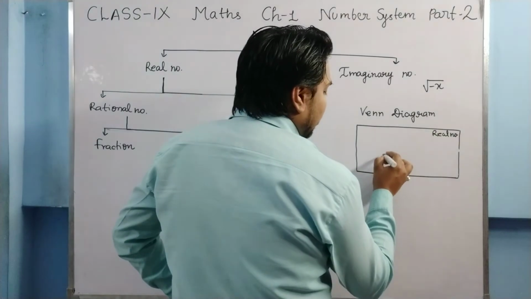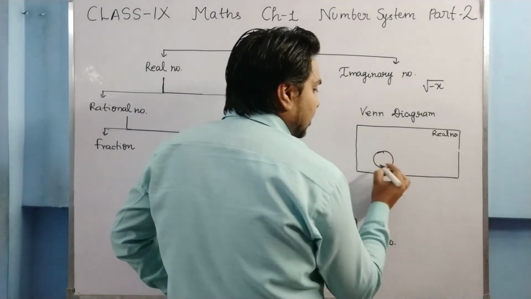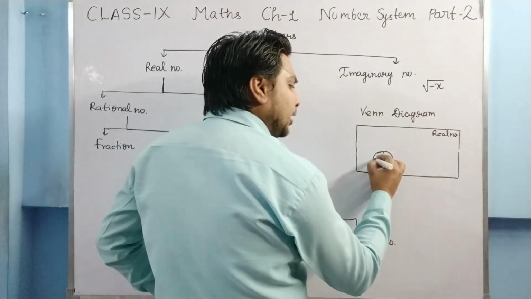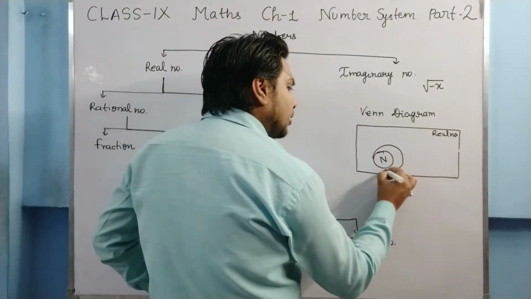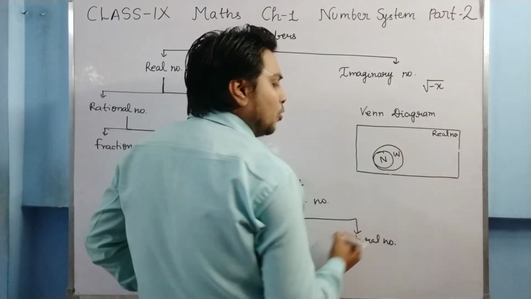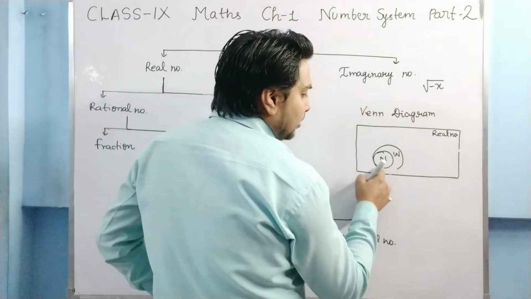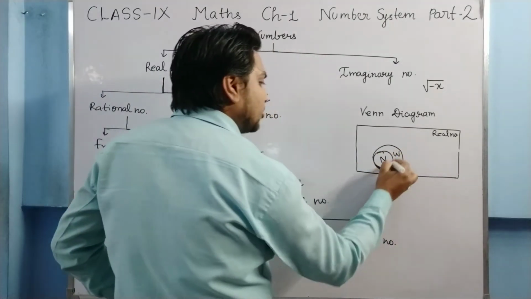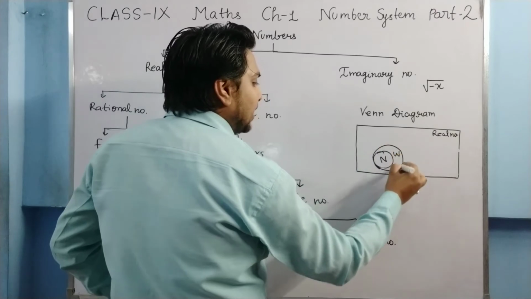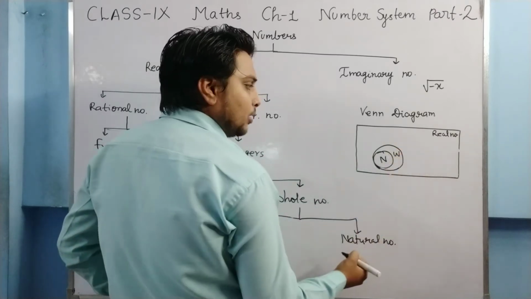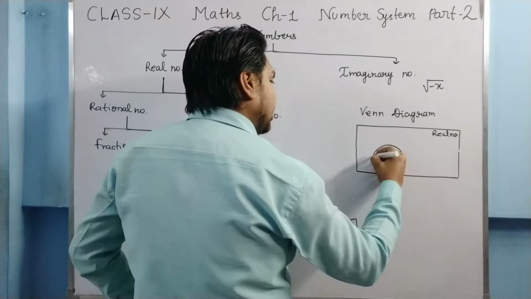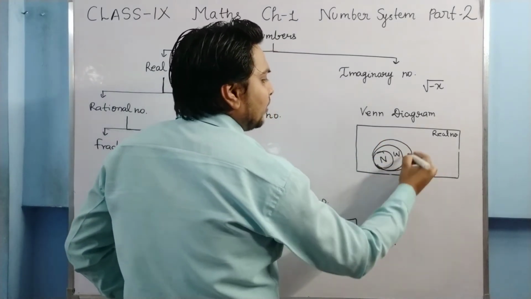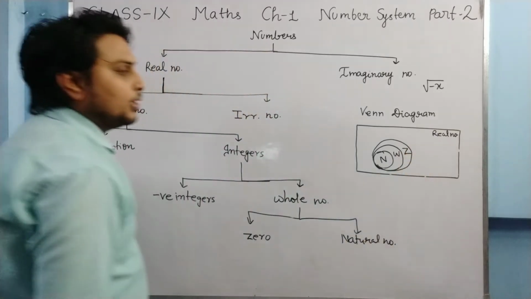Now one small circle I have made for natural numbers. If we include 0 in natural numbers, then what will we get? We will get whole numbers. If we include 0 with natural numbers, then we will get the set of whole numbers. If we include the negative natural numbers, then we will get the set of integers.